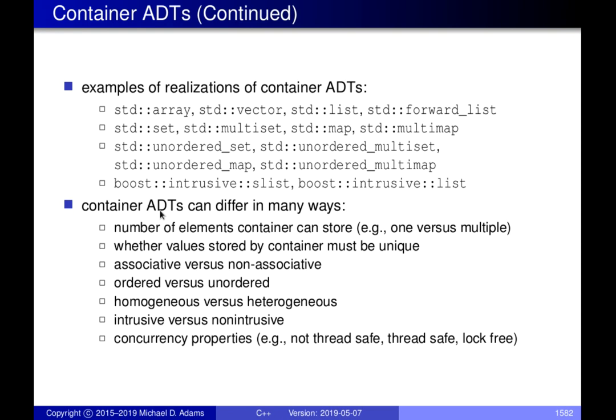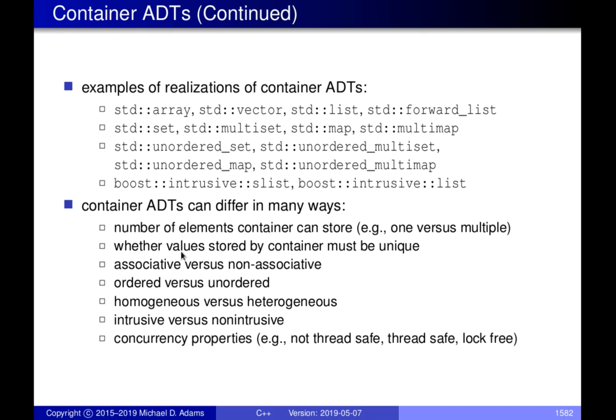Containers can differ in quite a few different ways, and I've listed a few of them here. They might differ in the number of elements they can store. There are some very simple types of containers that can only hold maybe one element, but they provide other additional functionality. It's not really so much that they're a container per se, because you're only ever putting one thing in it, but it provides some other functionality in addition to storing that one thing. But more typically, most containers can store multiple things, because in most cases you want to store more than one thing. Whether the values that are stored have to be unique or not.